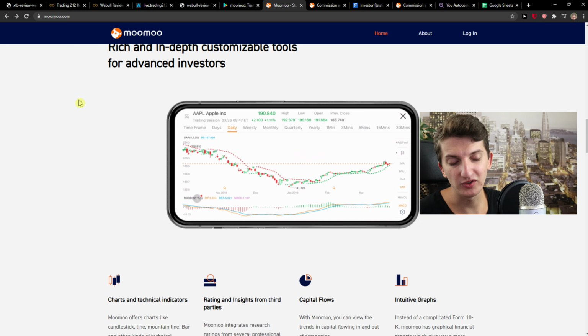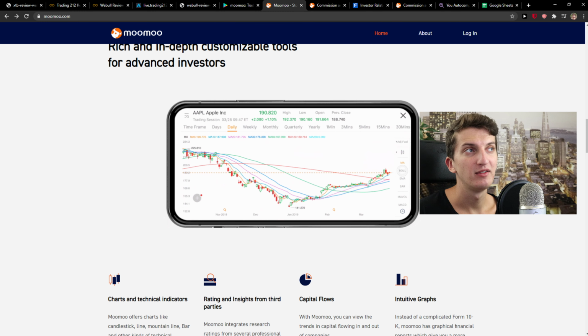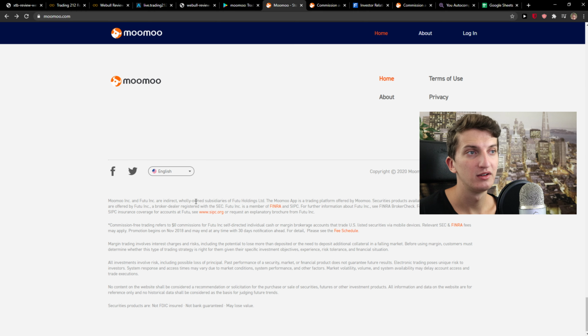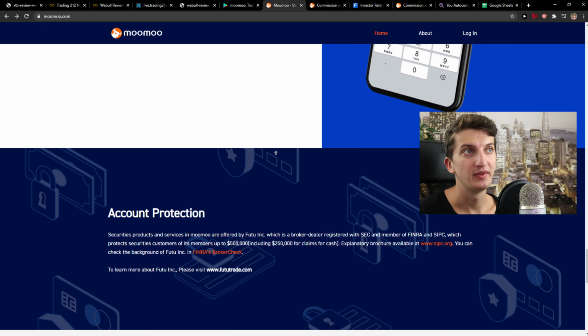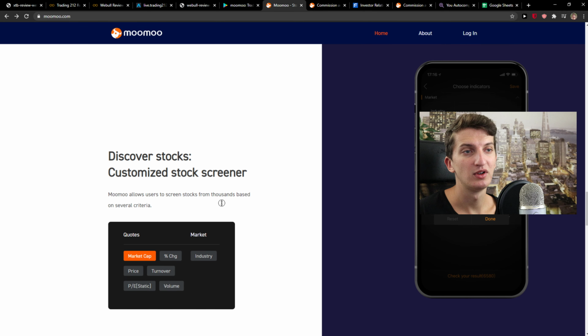What I really like also about Moomoo is that it is covered by up to 500K. You can see it here, the regulator with SEC, is a member of FINRA and SIPC. So this is something really good in my opinion. And that's pretty much it. The web platform is also good.